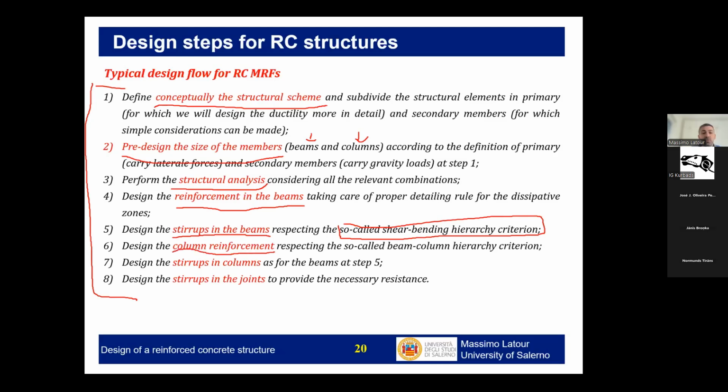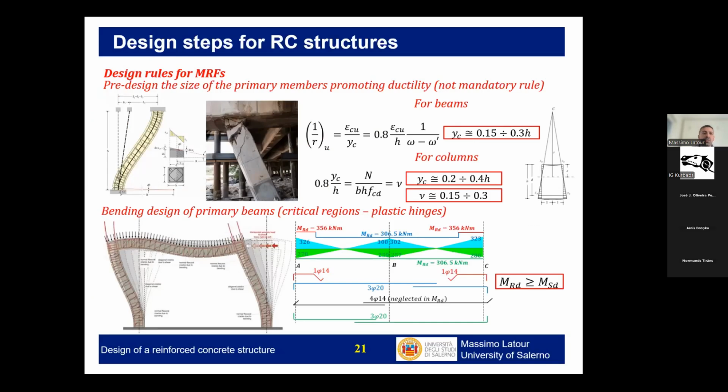So we will pass to the columns to design first the longitudinal reinforcement. We will give some overstrength to the columns, respecting the so-called beam column hierarchy criterion. Then we will design the stirrups in the columns and the stirrups in the joints. So let's say that starting from the beam, going in this direction, we will apply more and more overstrength to the elements to be sure that these are not failing. This is a, let's say, graphical summary of these rules.